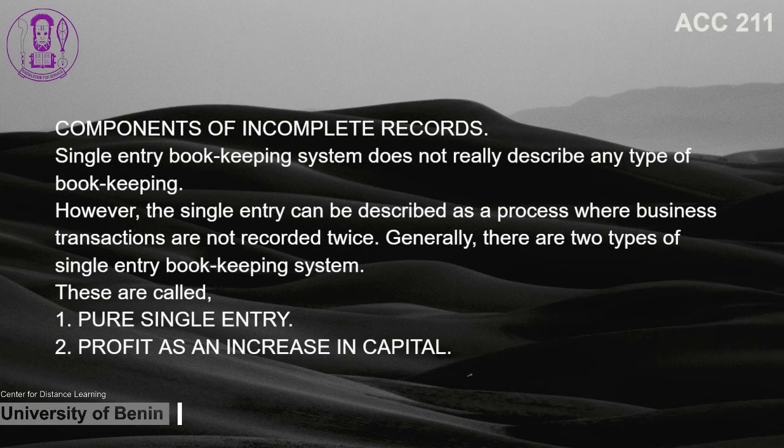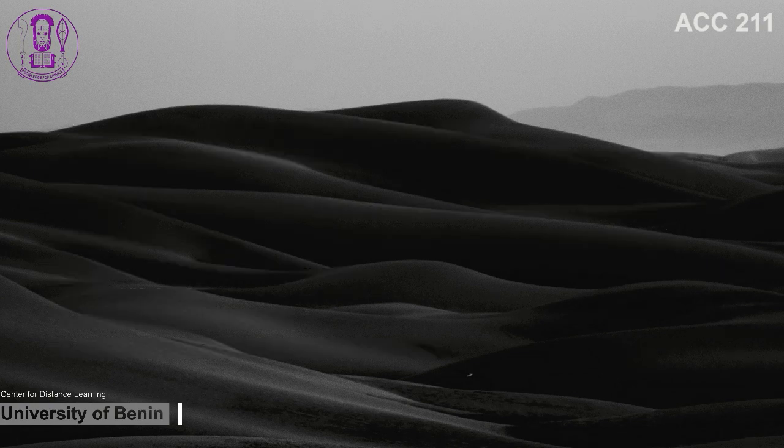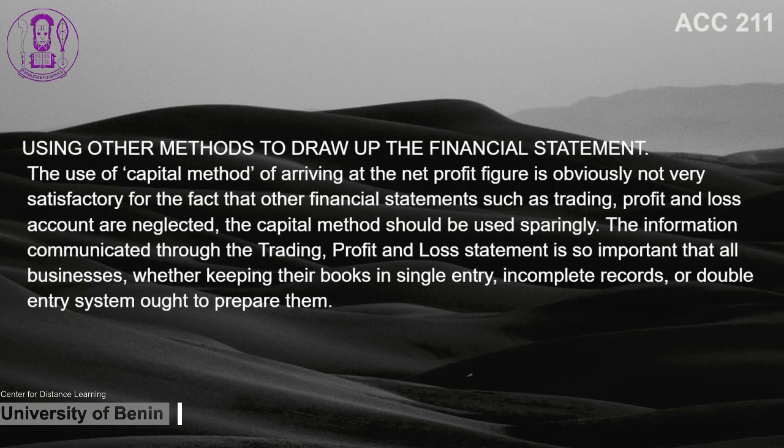Components of incomplete records. A single-entry bookkeeping system does not really describe any type of bookkeeping. However, the single entry can be described as a process where business transactions are not recorded twice. Generally, there are two types of single-entry bookkeeping systems. These are called: 1. Pure single entry. 2. Profit as an increase in capital. Using other methods to draw up the financial statement.